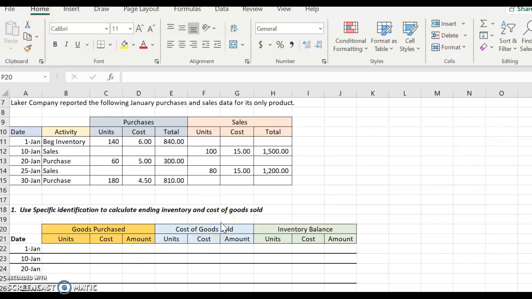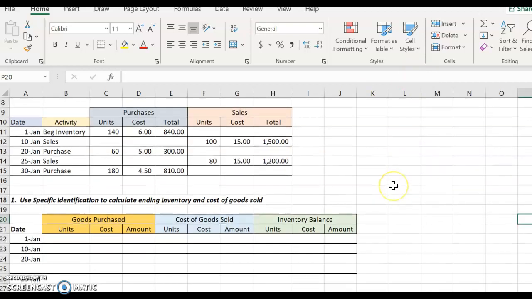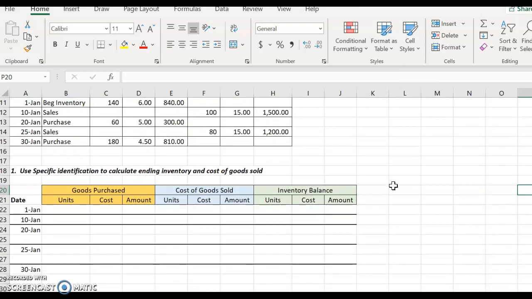In exercise 5-3, I've recreated the information that you need for the purchases and the sales to value the inventory using the specific identification method and the cost of goods sold in number 1. So we don't have a lot of time remaining on the video. They're limited to 15 minutes, so we'll go ahead and get started. The goods purchased, I bring in my beginning inventory of 140 units at $6 cost, extend that out, and that becomes my inventory balance at the start.